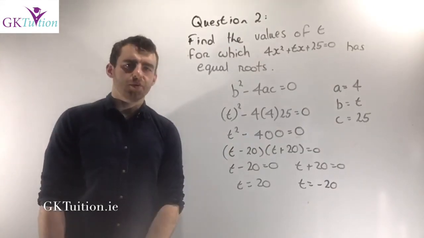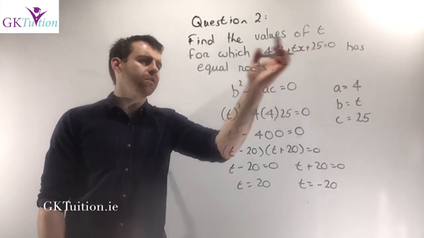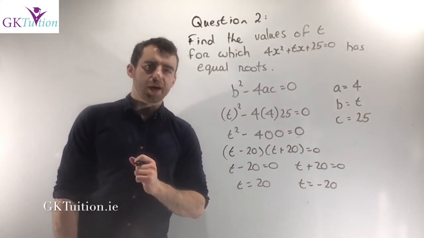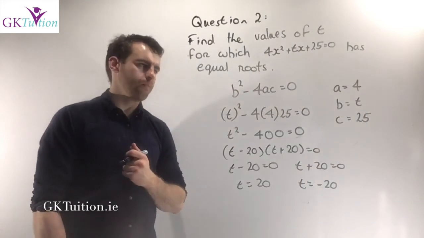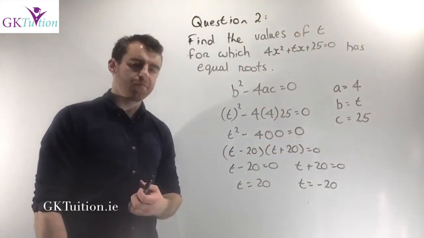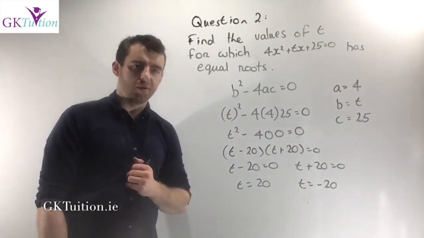In question 2, you were asked to find the values of t for which 4x squared plus tx plus 25 equals 0 has equal roots. In order for a quadratic equation to have equal roots, the discriminant must be equal to 0. In this case, a is 4, b is t, and c is 25. So if you sub in, you should end up with t squared minus 400 equals 0.